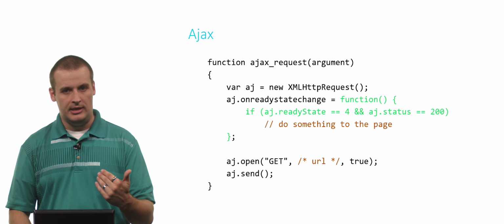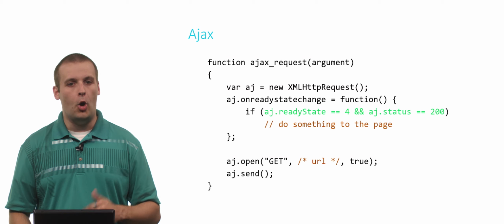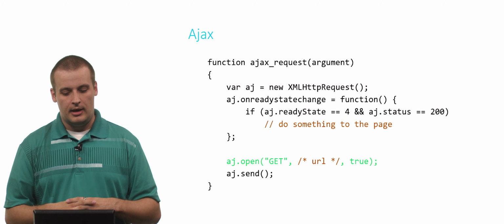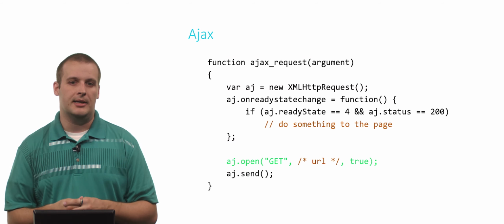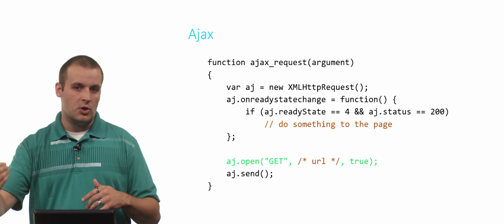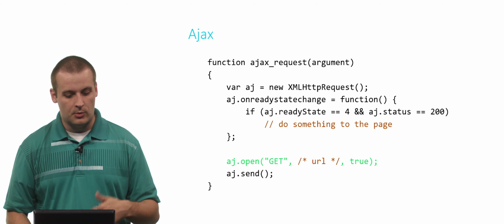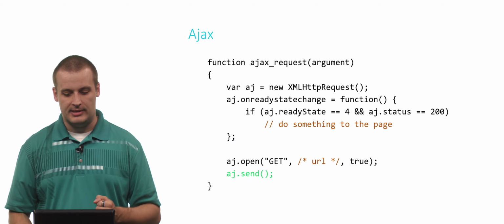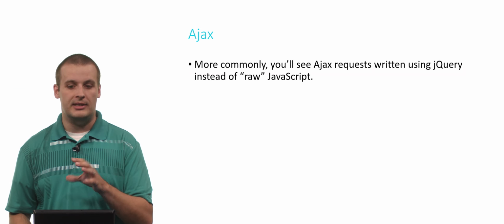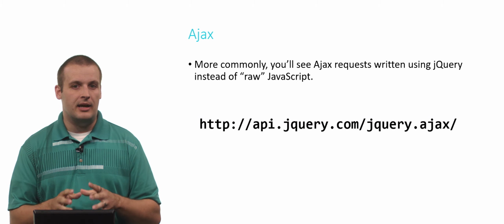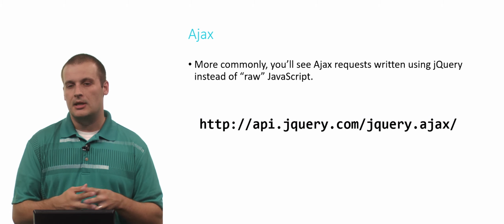Once that is done, we're then going to open our XML request, or AJAX request. This is just a simple way to do this. We're basically creating a GET request of a particular URL. Don't worry about what the true means. And then we're just going to send that request. So again, you'll usually see this written in jQuery instead of in pure JavaScript.